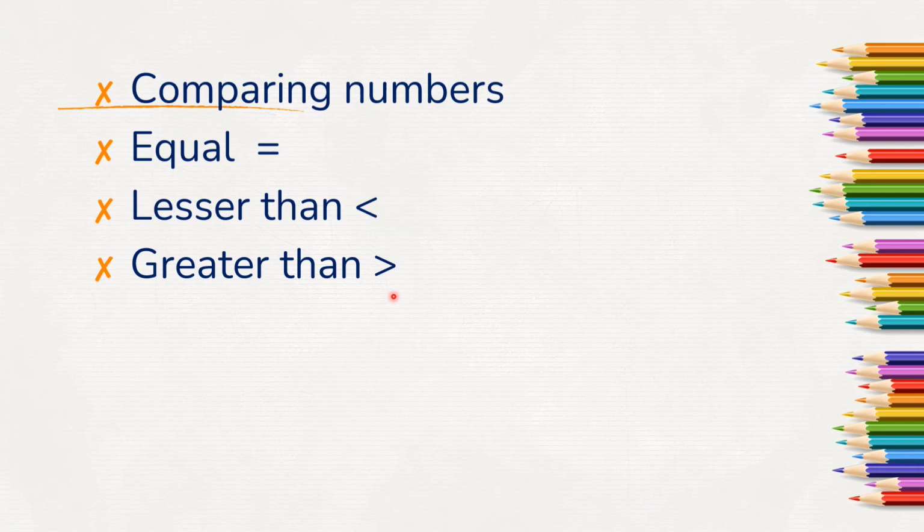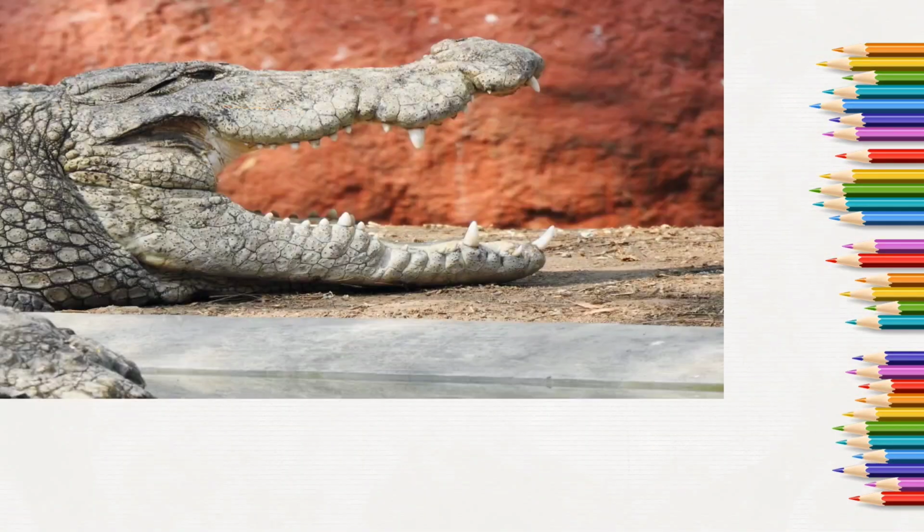You remember the crocodile mouth? Whichever side the number is more, open the crocodile mouth towards that number. It's so simple, right? Remember the crocodile mouth. So here 17 and 26 are the numbers. We all know 26 is greater than 17. So the crocodile mouth has to be open for number 26.